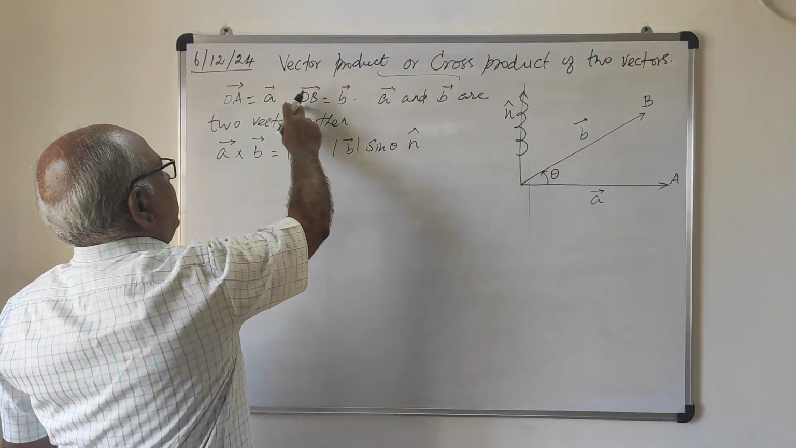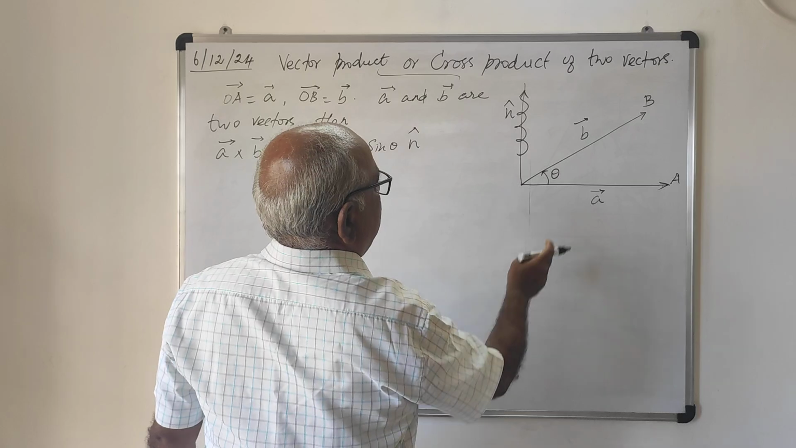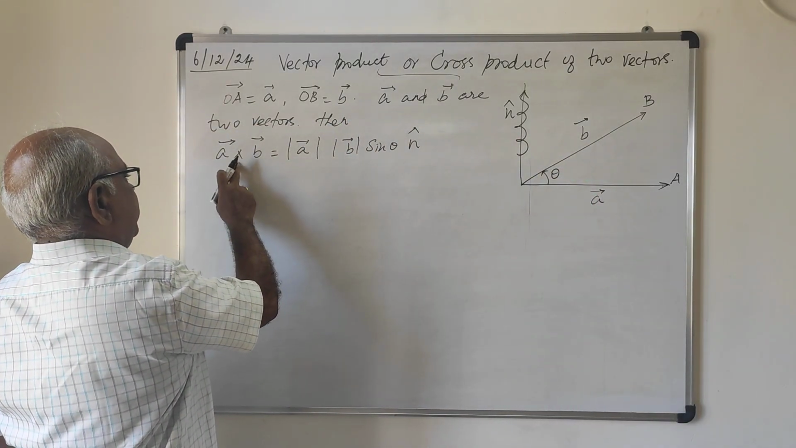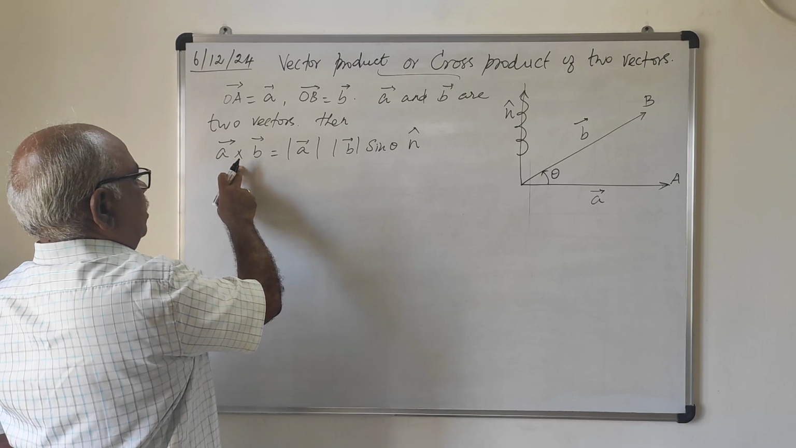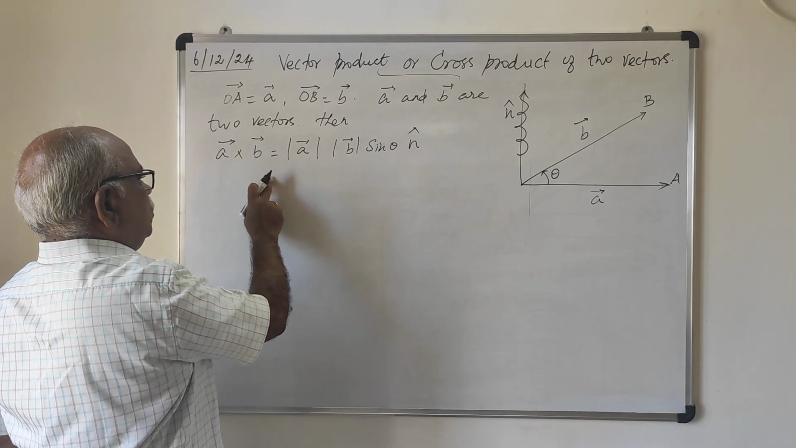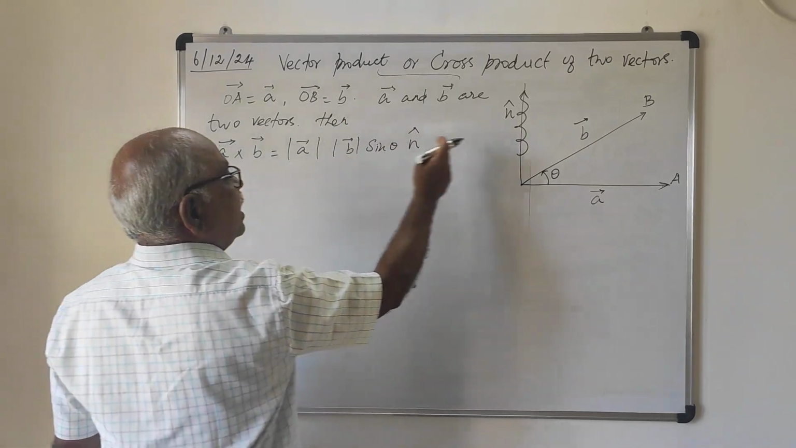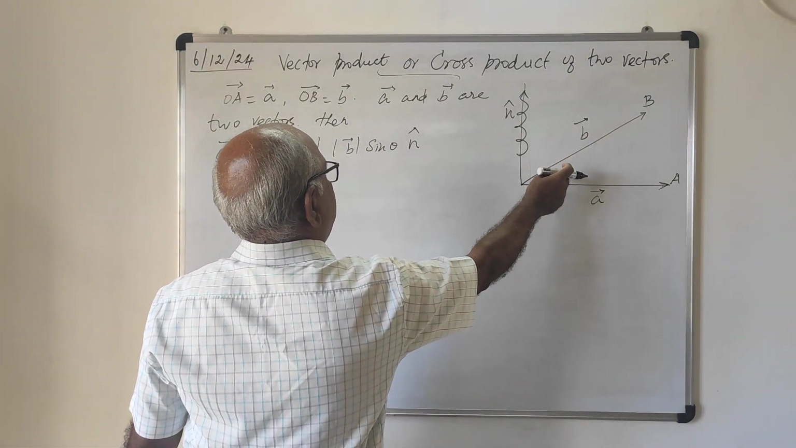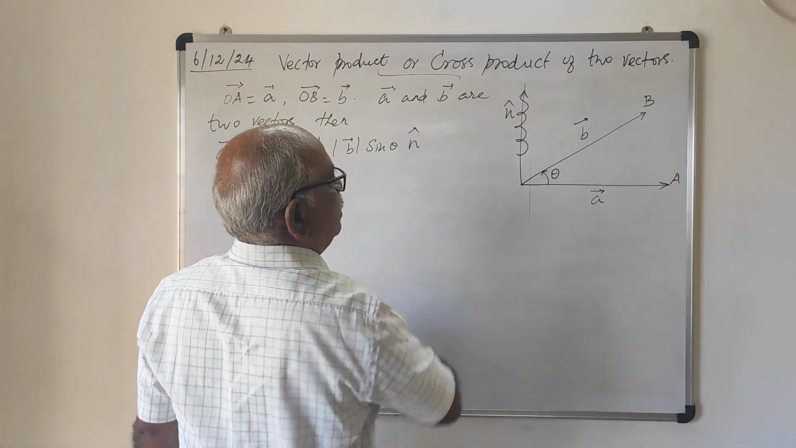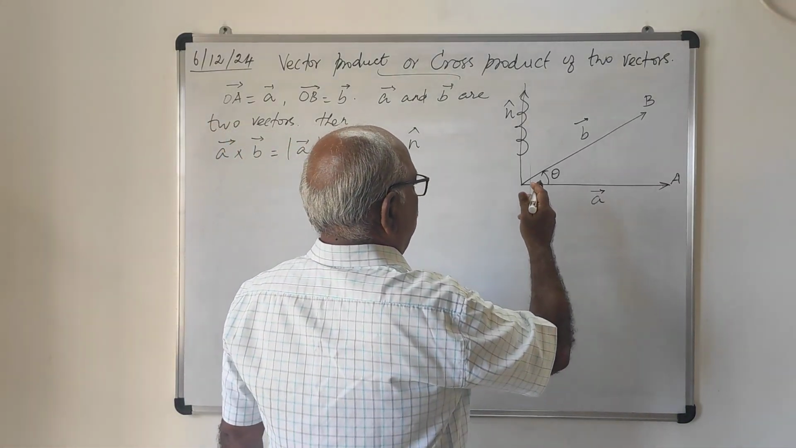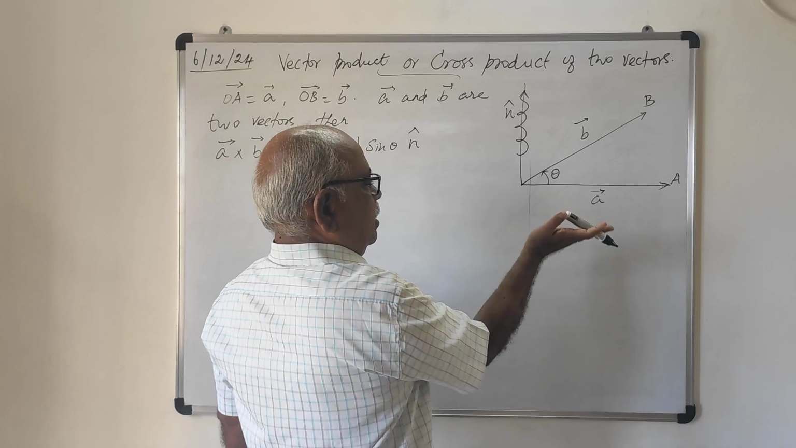Let OA is vector A and OB is vector B. Then A cross B, vector product, is defined by cross notation A cross B. Vector product of A and B is A cross B equal to modulus of vector A into modulus of vector B into sine of the angle between the vectors A and B, sine theta, into n cap, where n cap is a unit vector perpendicular to both A vector and B vector.